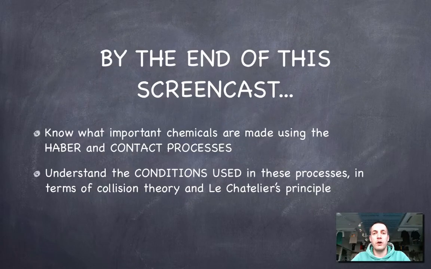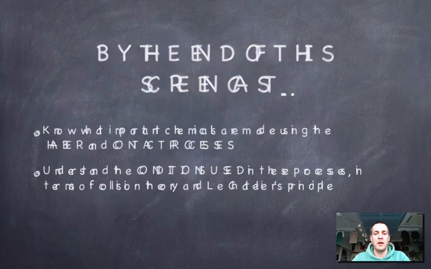What hopefully you'll know by the end of this film is what important chemicals we make using the Haber process and the contact process, and you'll understand the conditions that we use in industry to make these chemicals, not only in terms of collision theory but also in terms of Le Chatelier's principle. So hopefully you'll get a bit of practice deciding what conditions are ideal or what optimum conditions are, those things that we talked about in the previous film.